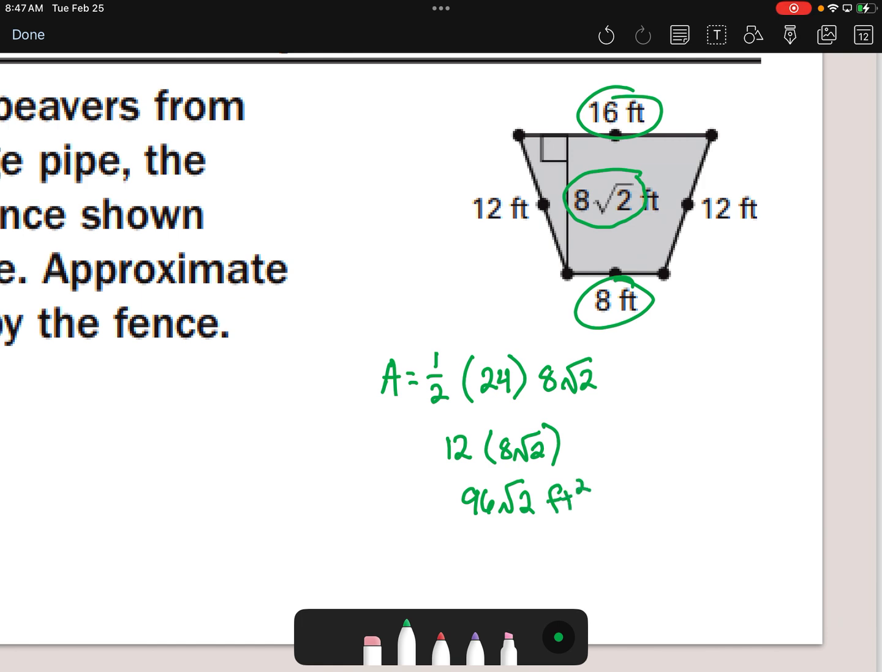So if you're like an engineer and you need to be exact, that would be your answer. Okay? Let's type that in our calculator. Everyone type it in. 96 square roots of 2 is equal to roughly what? 135. Let's round to the nearest hundredth. 135.76 feet squared.